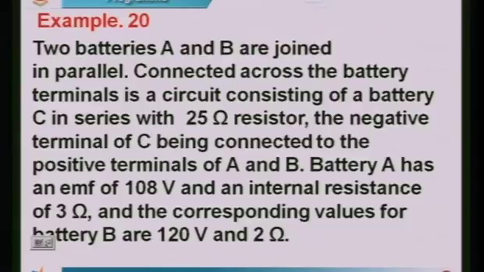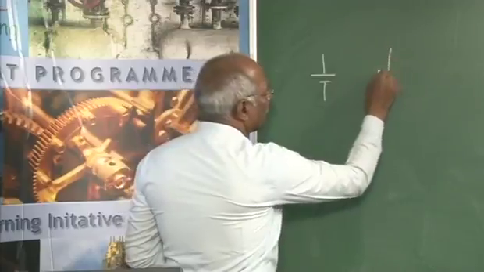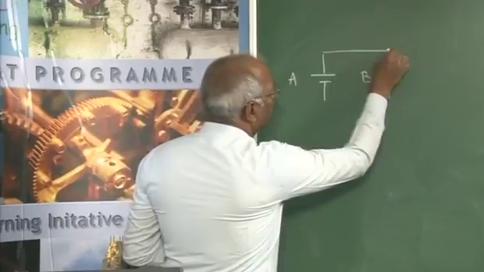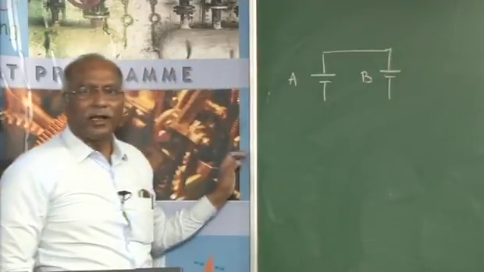Here two batteries A and B, this is A and this is B, are joined in parallel. They are connected in parallel.